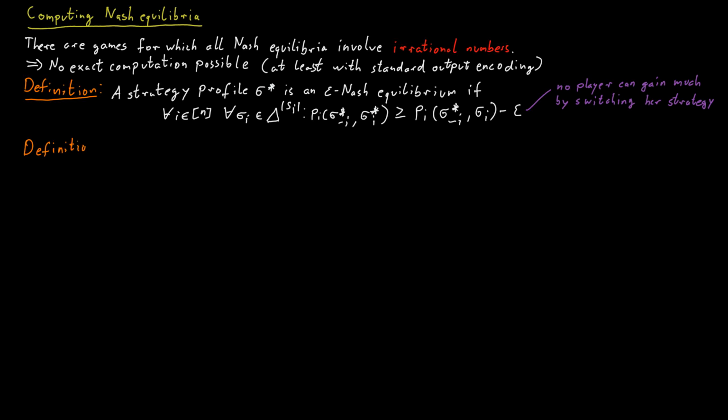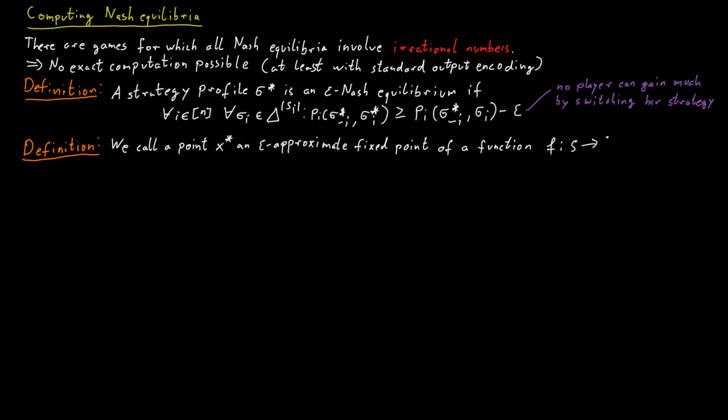So we call a point x star an epsilon approximate fixed point of a function f if the norm of f of x star minus x star is less or equal than epsilon. And when I say is less or equal than epsilon, I mean x star and f of x star could be vectors or something like that. So we take the norm of the difference, and in this case I want to take the maximum norm. So we look at the maximum difference of any component of these two vectors.